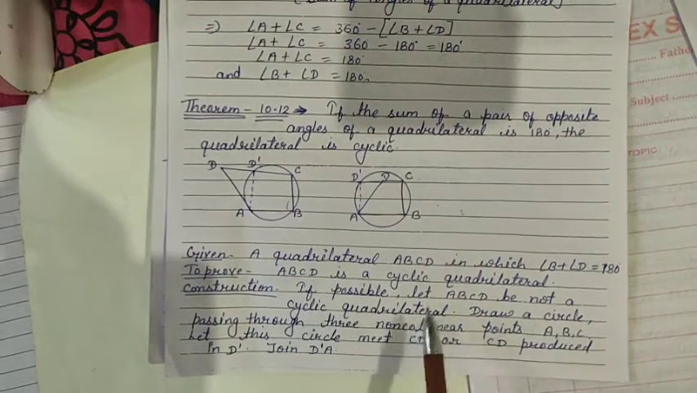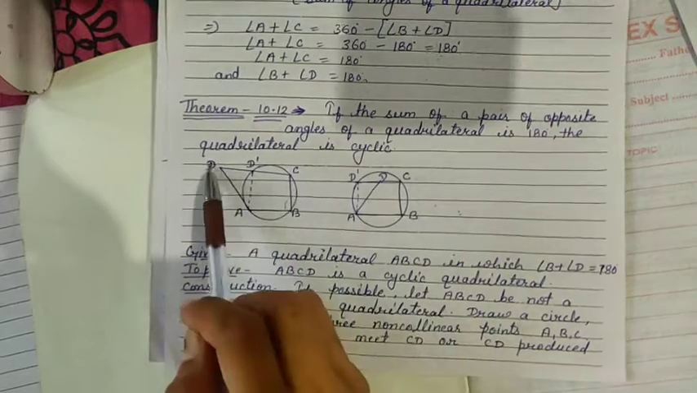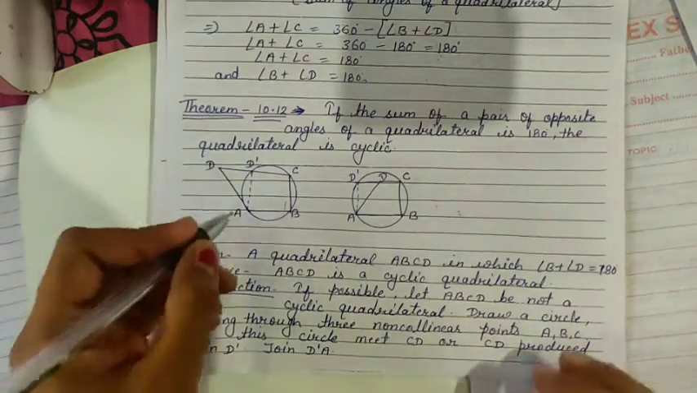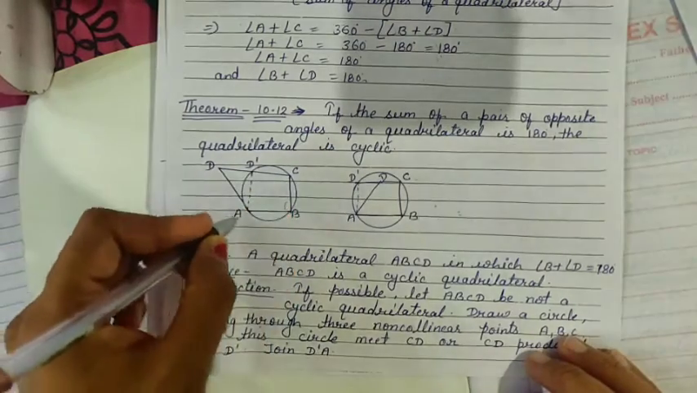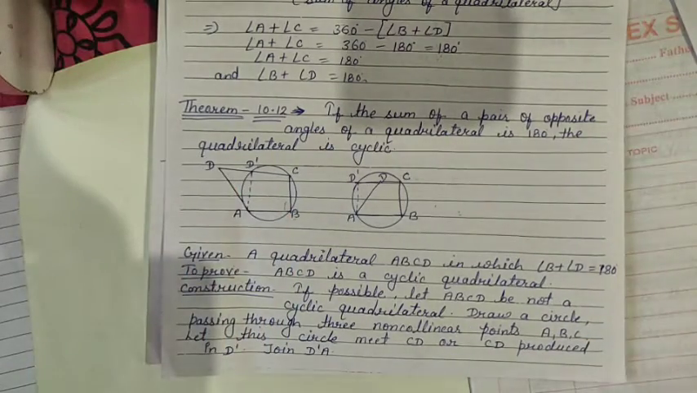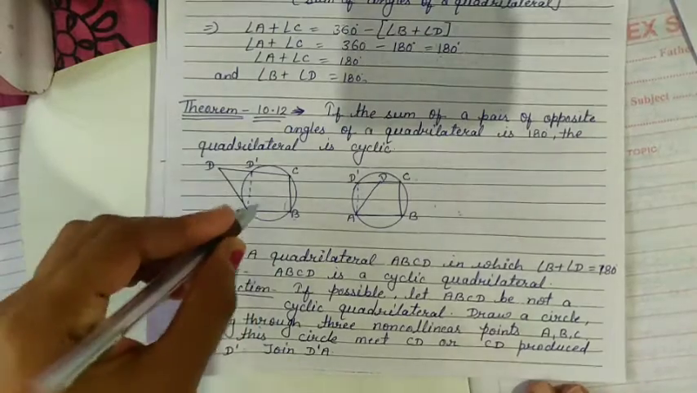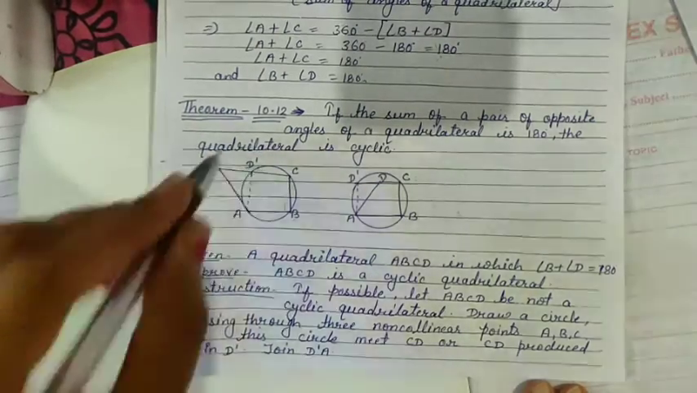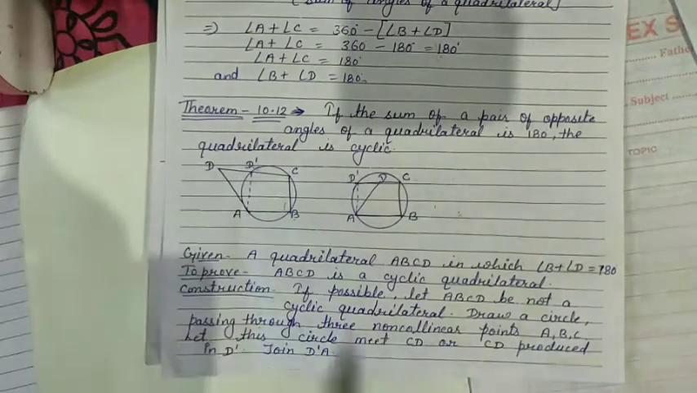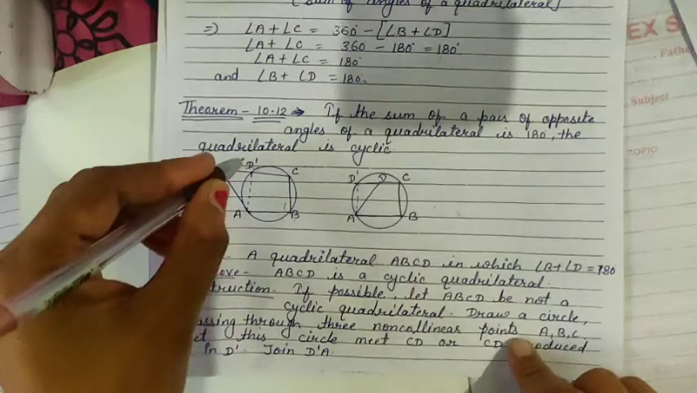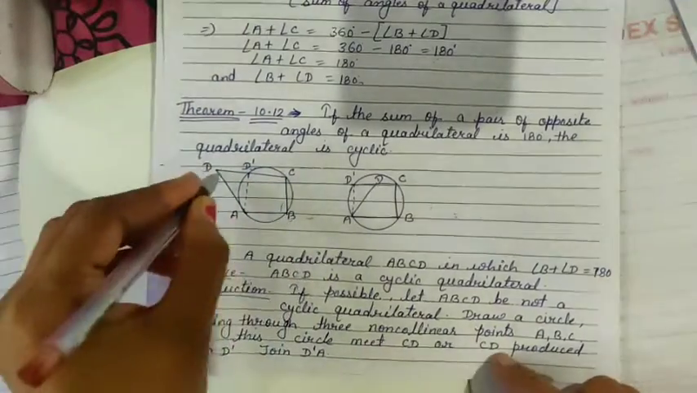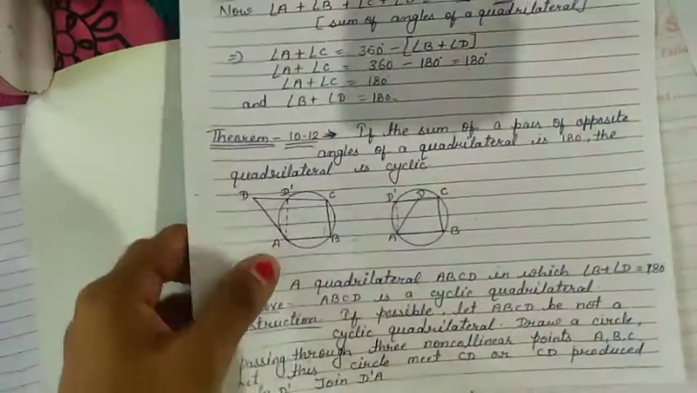Construction: if possible, let ABCD not be a cyclic quadrilateral. Draw a circle passing through the three non-collinear points A, B, C. Let this circle meet CD or CD produced at D dash. Join D dash A. We suppose that A, D dash, C, B is a cyclic quadrilateral, not ABCD.